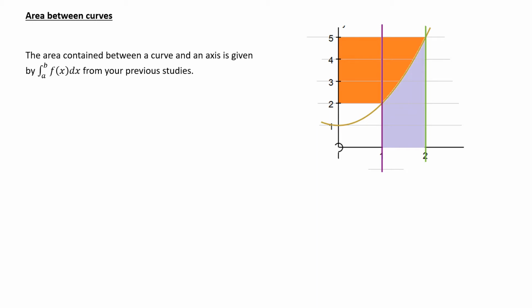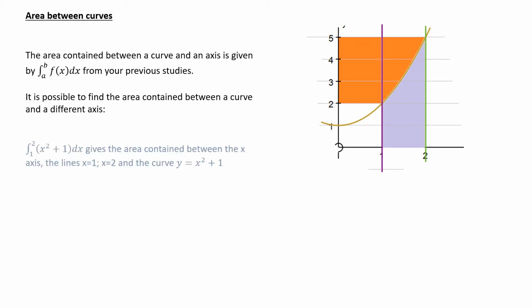So from my diagram you can see that I've got a lilac area which is denoting the area underneath my curve and between the x-axis between x equals 2 and x equals 1. My orange area is between the curve and the y-axis between y equals 2 and y equals 5. So it's possible to find different axes depending on what you're dealing with.